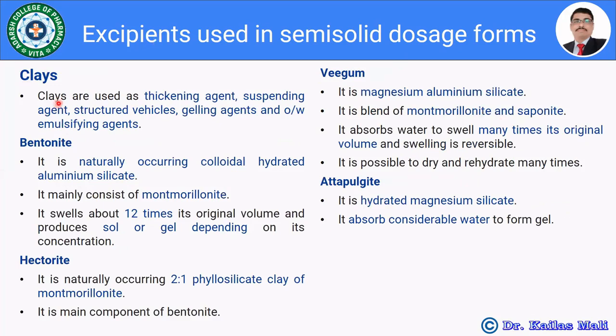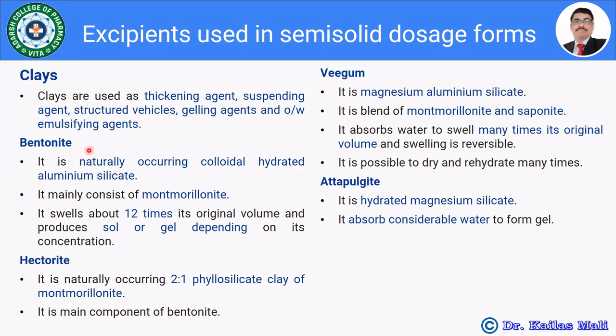So the clays are used as a thickening agent, suspending agent, structured vehicles, gelling agent and O/W emulsifying agent. Maybe you are aware of some clays like bentonite, hectorite, Veegum, attapulgite. So these are some of the clays which are used in the preparation of semi-solid dosage forms. First one, that is the bentonite.